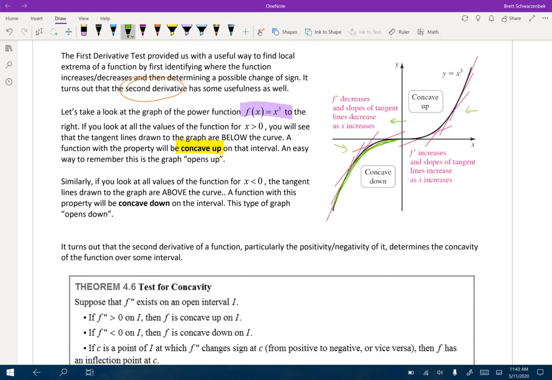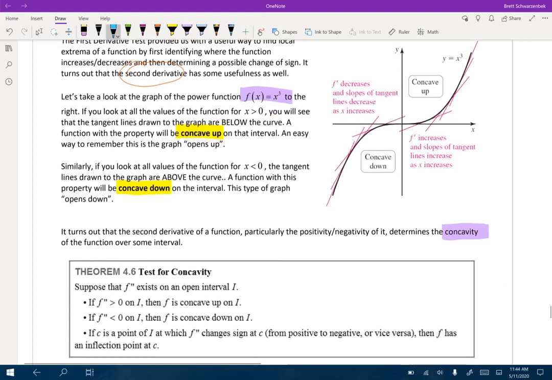Whenever you have all the tangent lines above the graph over a certain spectrum, then that is logically called concave down, or in other words, the graph is opening down. I'm going to exaggerate the curve, but basically the inside of the graph is facing downward. These two properties, concave up and concave down, are globally noted as concavity. This helps us determine where the graph curves up and where it curves down, and so forth.